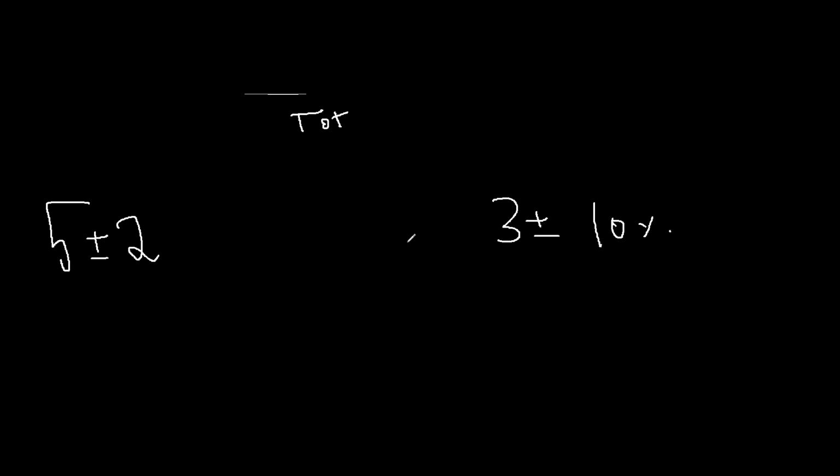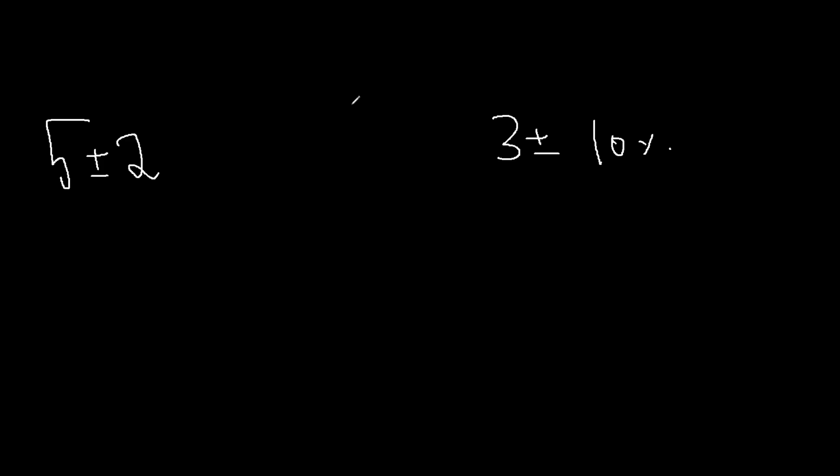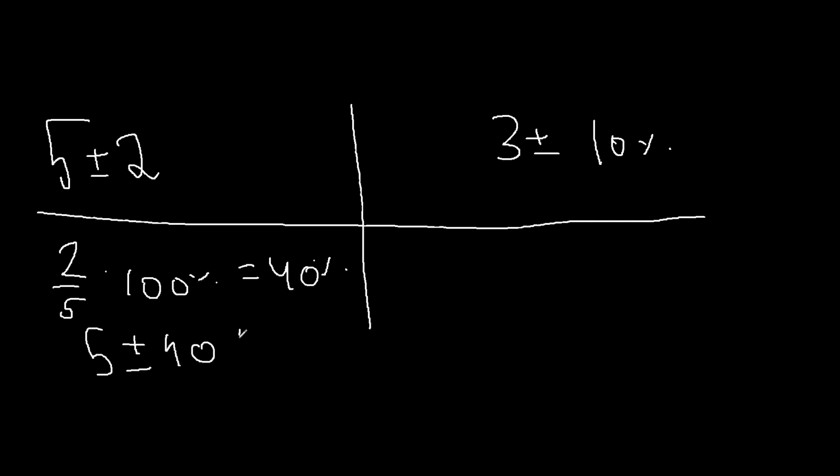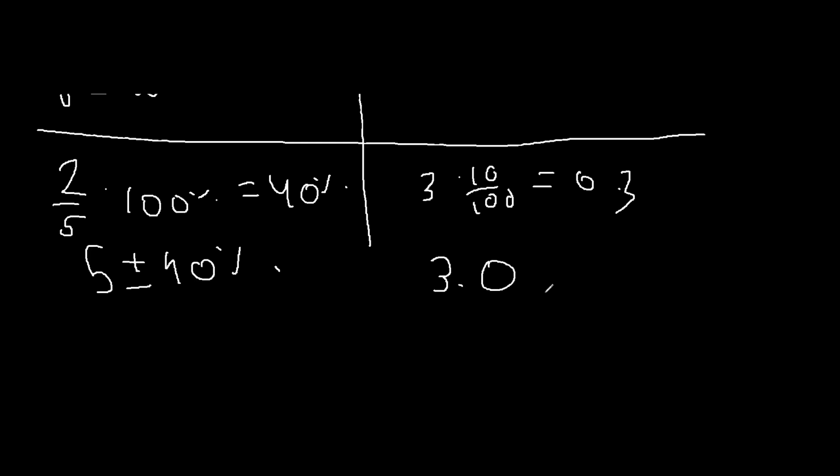If you want, I'll give you a chance to pause quickly and you can try to convert this to the other form. Okay, well this should be pretty easy, since 2 over 5 times 100% is obviously just equal to 40%, so this would be 5 plus or minus 40%, and 3 times 10% is equal to 0.3, so this will just be equal to 3.0 plus or minus 0.3. I hope this is an intuitive explanation.